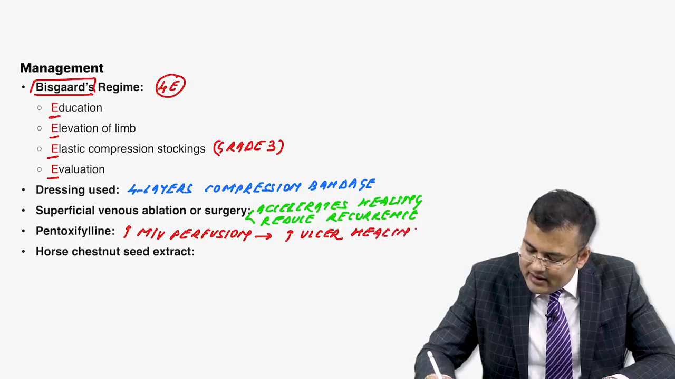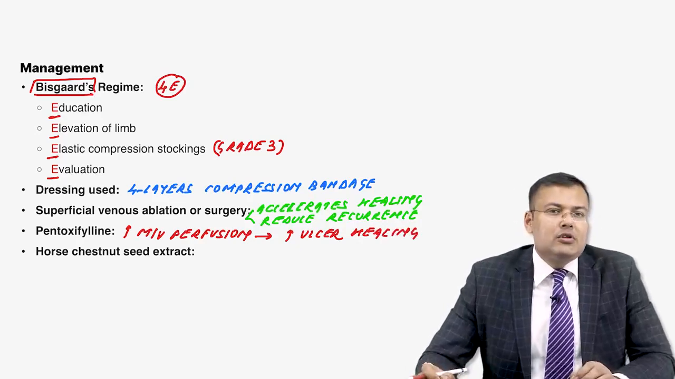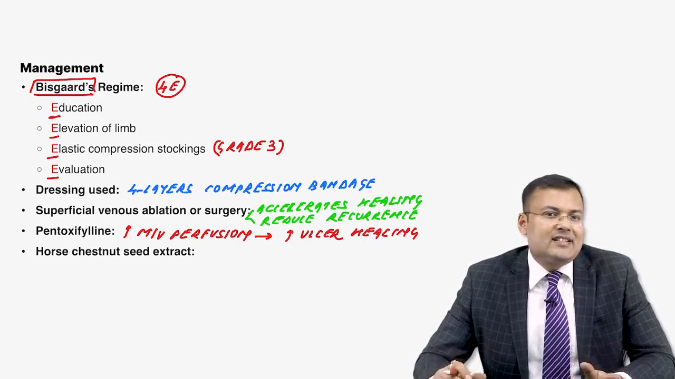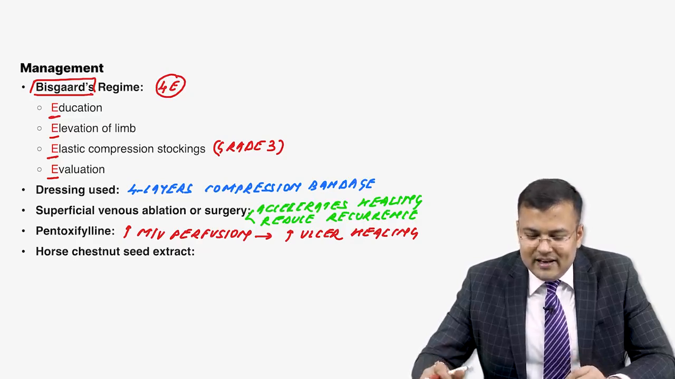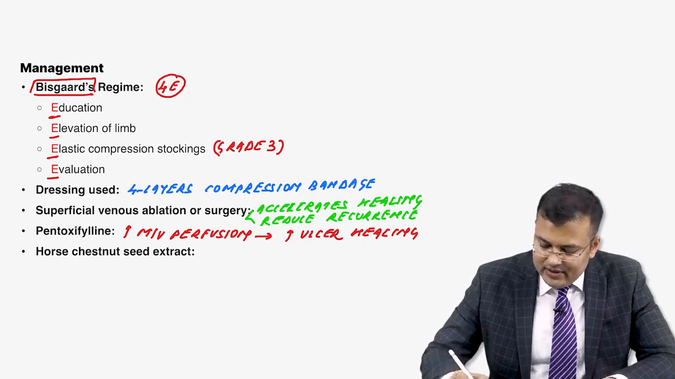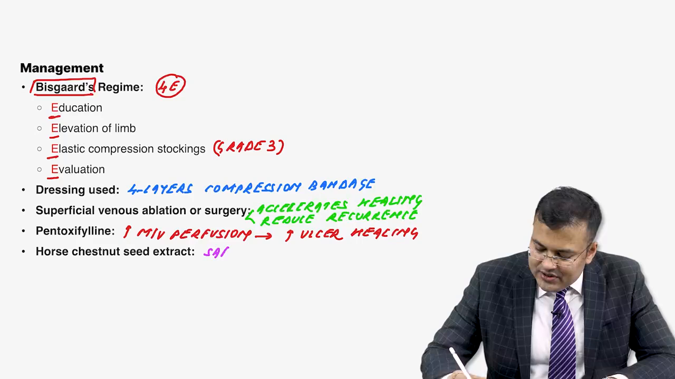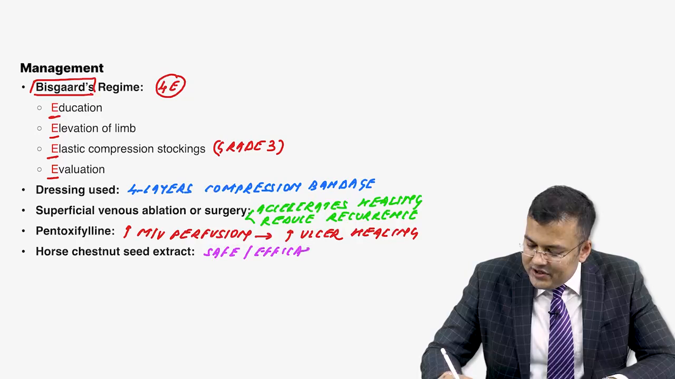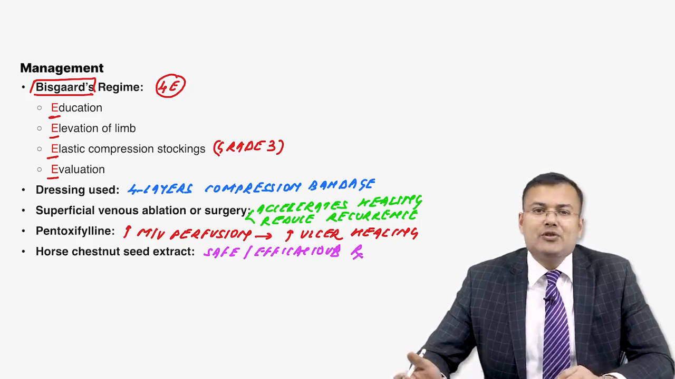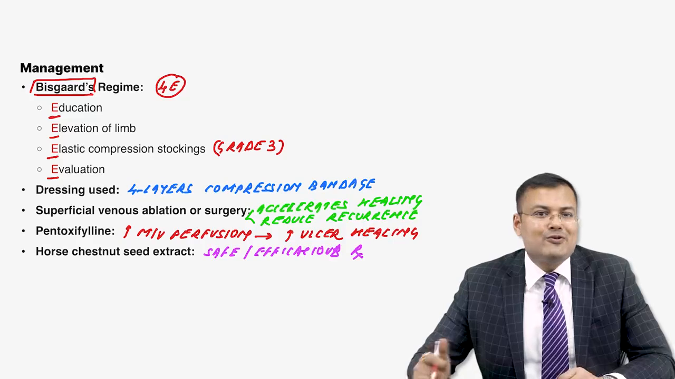Right? There is another latest update. We can use horse chestnut seed extract. This horse chestnut seed extract is a safe and efficacious treatment for chronic venous hypertension. So it is a safe and efficacious treatment option for chronic venous hypertension. So this is how we manage the patients who are having venous ulcer or varicose ulcer.